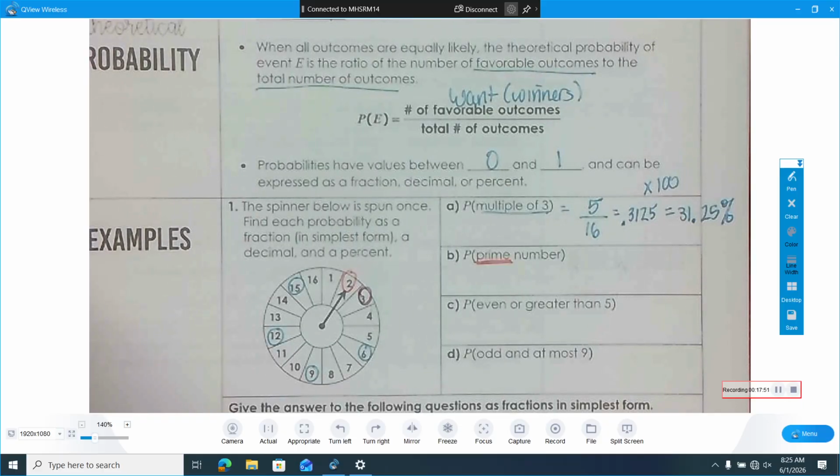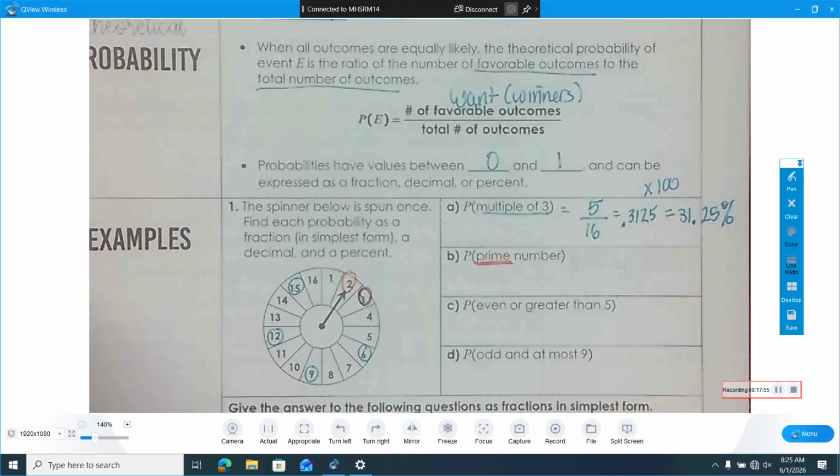Other than itself and 1. So it has factors of itself and 1 only. So 2 is 2 times 1, 3 is 3 times 1. 1 is not, because its factors are 1 and 1. It doesn't have itself and a 1. Like the "and" is the key there. It has to be something and 1.